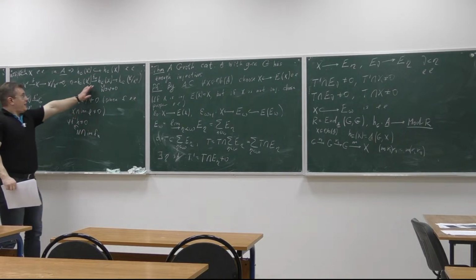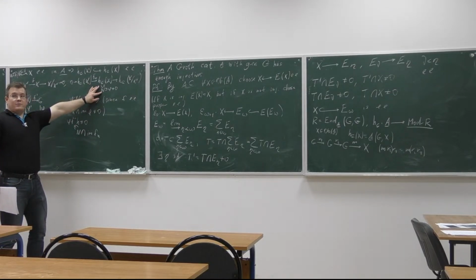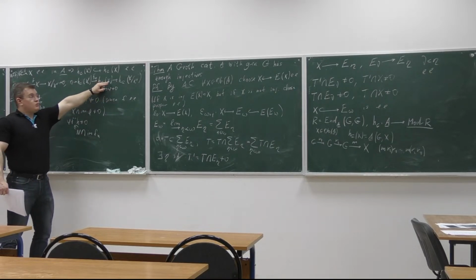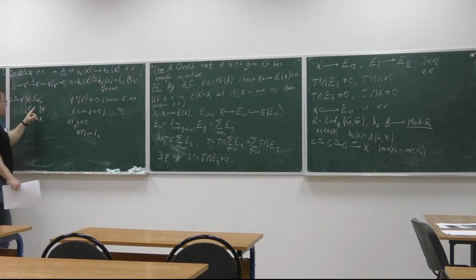Well, I choose a non-zero submodule here, right? It has a non-zero element phi here. But by definition, what we have here, these are maps from G to X. So phi is a map from G to X. That's what I'm using in the construction.